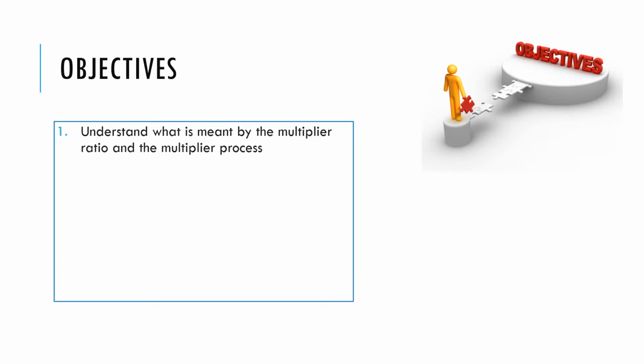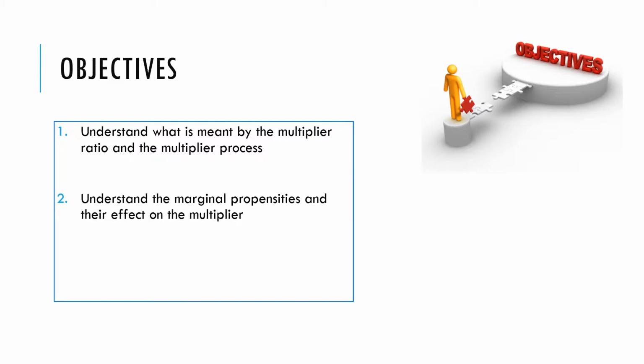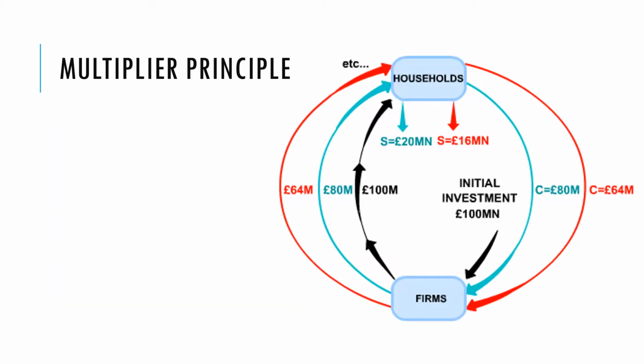So our objectives for this video: to understand what is meant by the multiplier and the multiplier process, including the multiplier ratio, understand marginal propensities and their effect on the multiplier, and then finally there are some calculations that we need to be able to perform to work out the multiplier effect. So let's have a look at the multiplier principle.